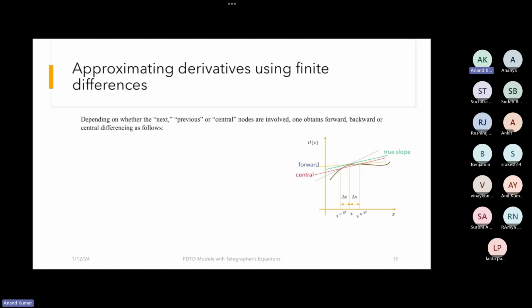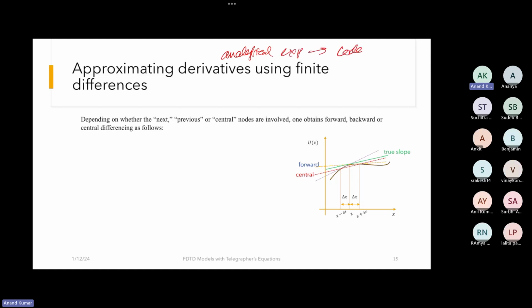Now, approximating using finite differences. This is important because it will be frequently used when you're trying to convert your analytical expressions to code. Depending upon whether the next, previous, or central nodes are involved, one obtains forward, backward, and central differences. Let us first see this figure, and then we'll see the expressions.